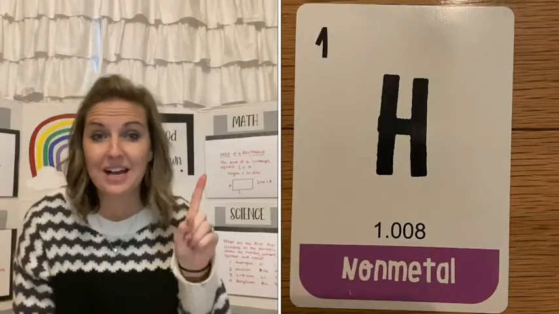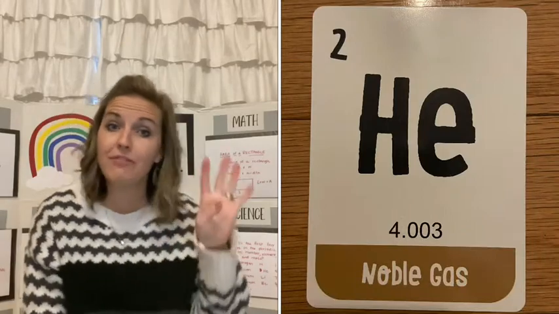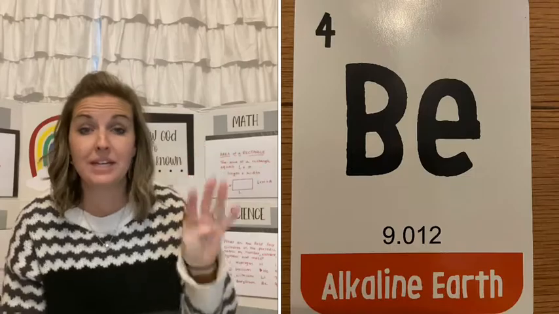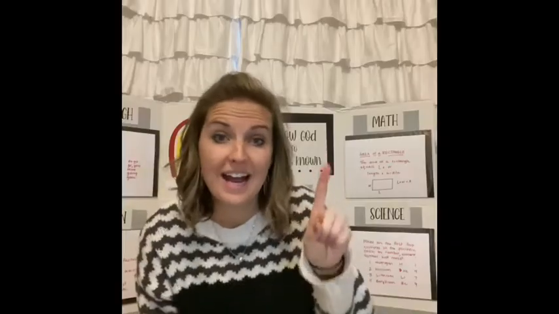You think you got it? Okay, let's try it one more time. What are the first 4 elements in the periodic table by number, element, symbol, and mass? Here we go. 1, hydrogen, 1. 2, helium, 4. 3, lithium, 7. And 4, beryllium, 9. Great job, guys.